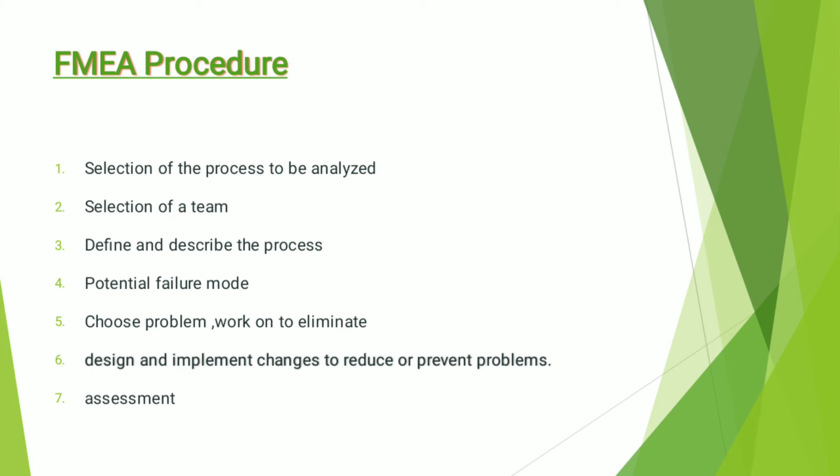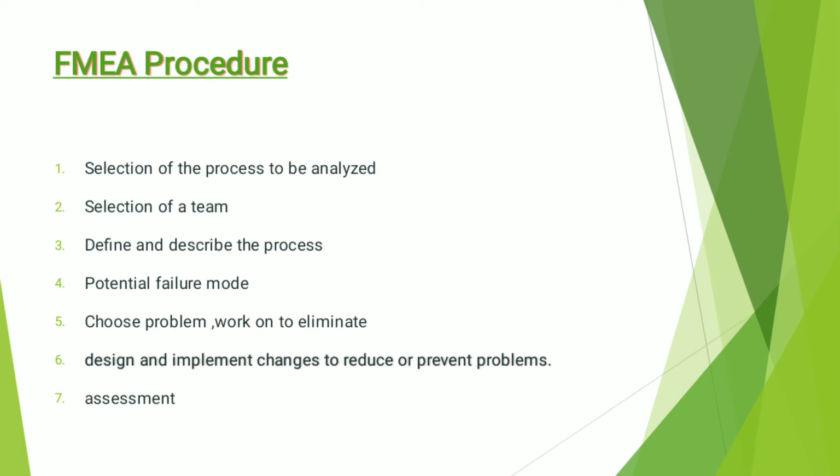Now the fourth one is to identify what could go wrong during each step of the process. Here the people who are directly involved in the process describe the problems that can or do occur. Now we have listed the problems to be sorted out. Now the fifth step is to choose which problems to work on to eliminate.